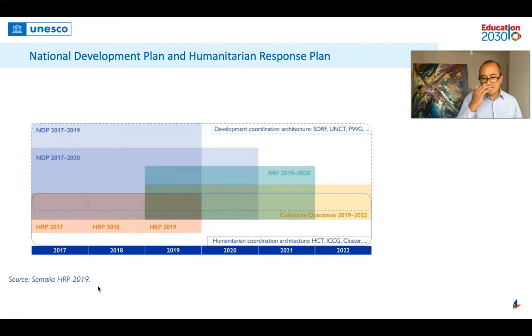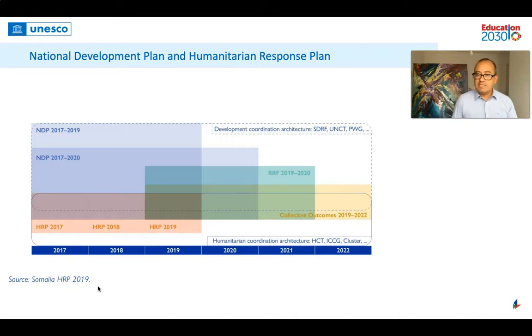So as you can see in this graphic, since 2017, they put the National Development Plan in Somalia into implementation, as well as the humanitarian response plans. And since 2017, a good coordination started to develop between development actors and humanitarian actors in order to align the collective outcomes that both of the plans will have by 2022.